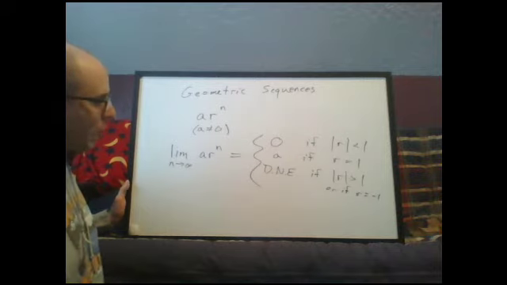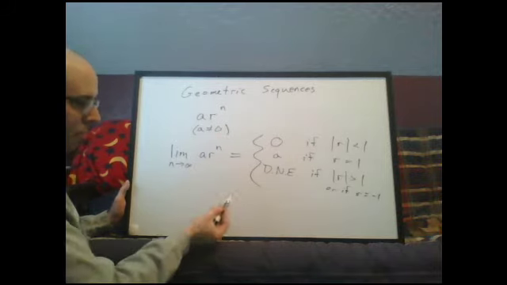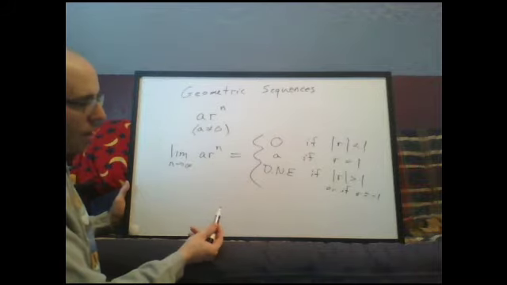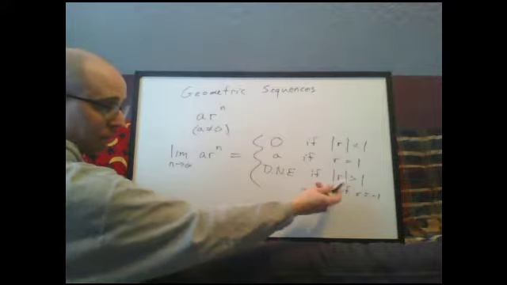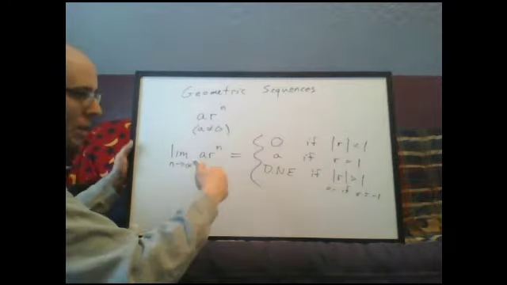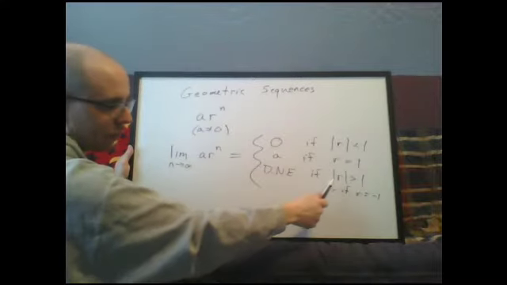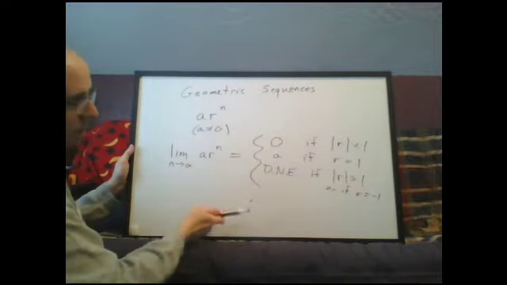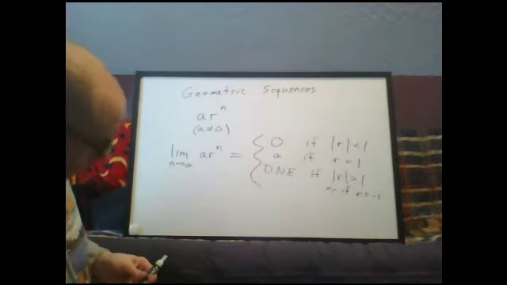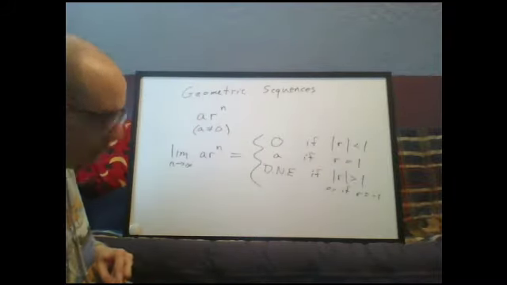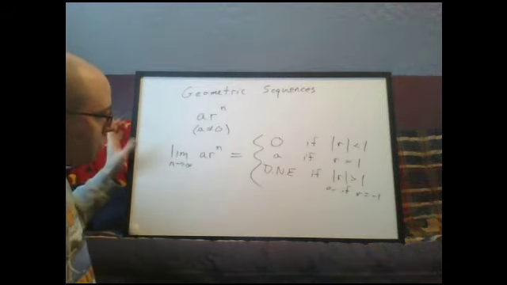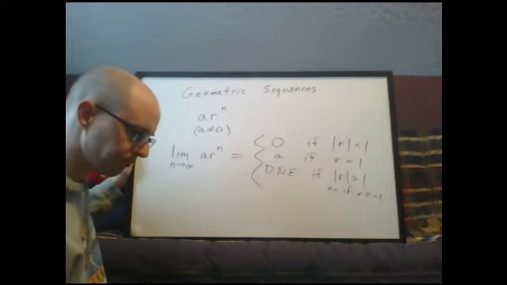Okay, if r equals -1, then this is just going to ping pong back and forth between positive a and negative a. If r is a big number, so if r is a big positive number, and a is positive, this is going to grow to infinity. If r is a very big negative number, then it's going to be ping ponging back and forth between very big and very negative. Okay. So we have a general rule for geometric sequences.